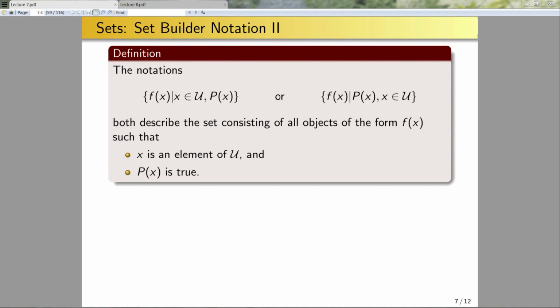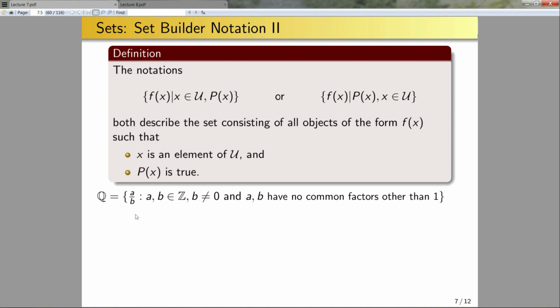Previously, the stuff that went to the right-hand side of the bar had to be a true statement, and now using this notation, we have a bit more leniency with what we can do on the right-hand side of this bar. So let's give an example of the type of set that we can define via this notation. Q is simply the set of all elements of the form a divided by b, such that a and b are integers, and the proposition would be that b is not equal to 0, and a and b have no common factors other than 1.